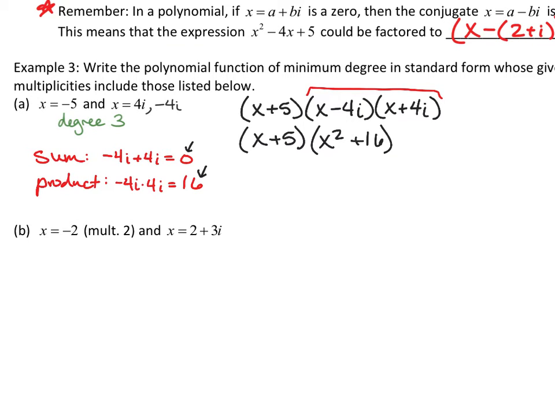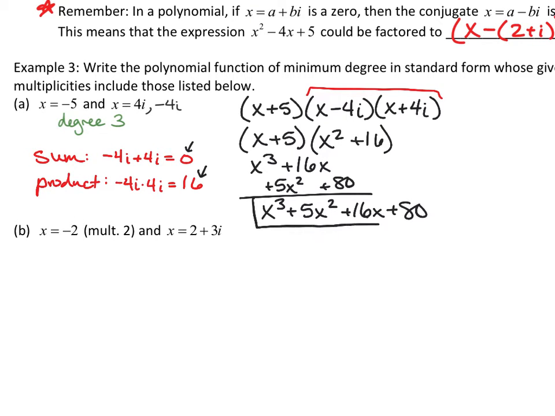And now I can FOIL like normal. X times x squared is x cubed, x times 16 is 16x, 5 times x squared is positive 5x squared, and 5 times 16, that's positive 80. So if I add all my like terms together, my standard form polynomial is x cubed plus 5x squared plus 16x plus 80. All we've done is FOIL together all of those polynomials. I just took a shortcut using the sum and product idea for multiplying binomials. And if you don't get that shortcut, you can FOIL all that out.